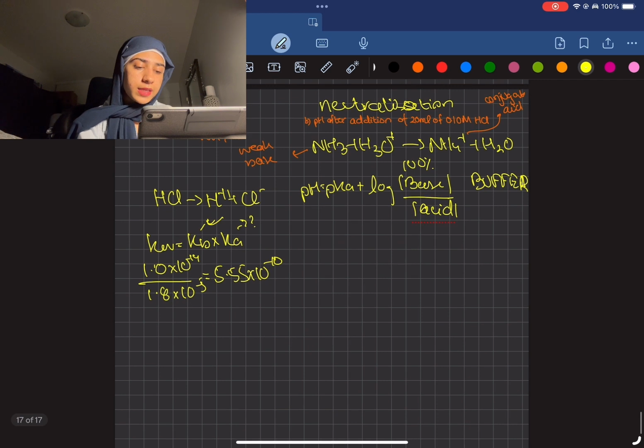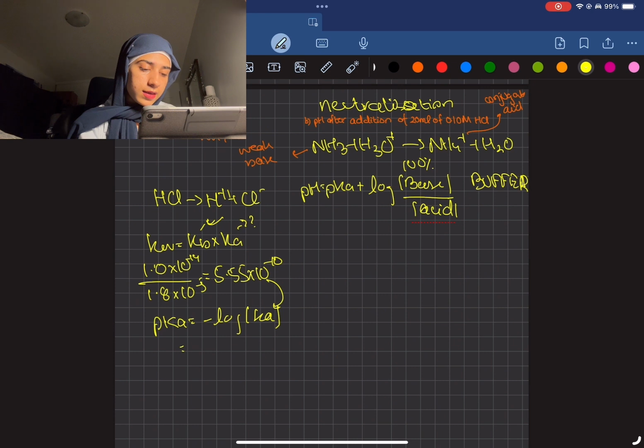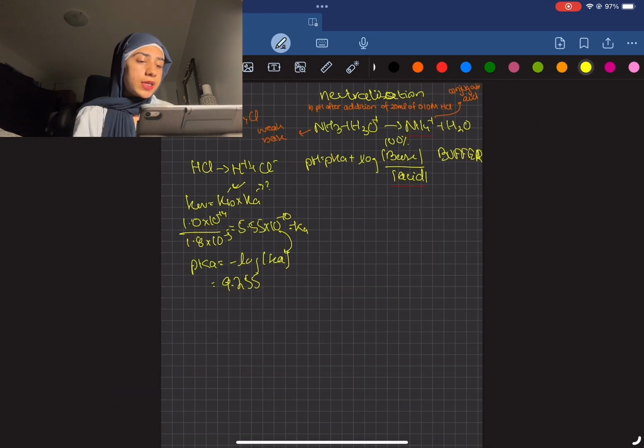So now we find pKa, which would be pKa equals negative log Ka. So you plug this value in here. This is Ka. So this gives you 9.255. So I'll write pH equals 9.255 plus log.